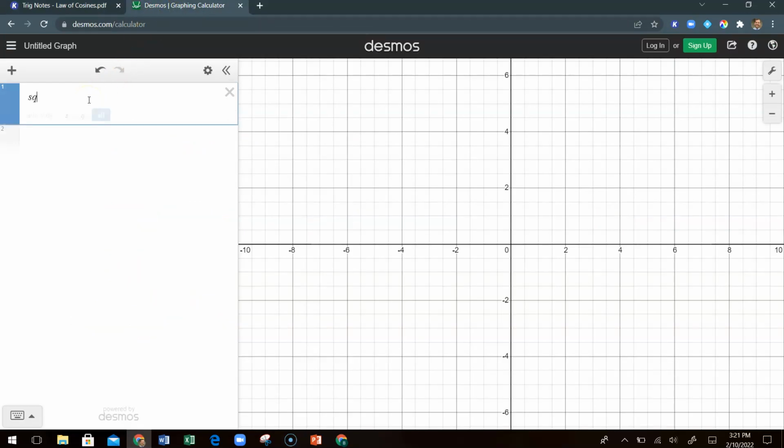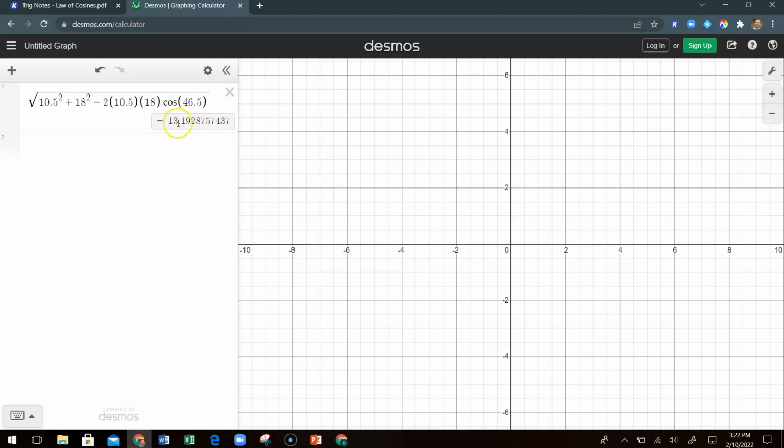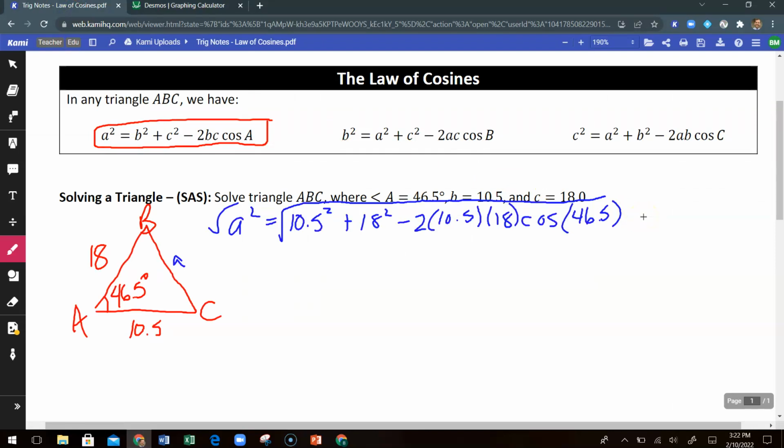So I'm going to do the square root of 10.5 squared plus 18 squared minus 2 times 10.5 times 18 times the cosine of 46.5. Now this is 46.5 degrees, so I want to make sure that I'm in degree mode. I'm currently not, so I changed that. Notice my answer changed. 13.2. So that is side length A, 13.2.